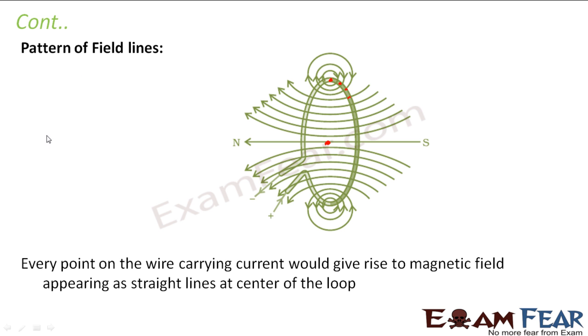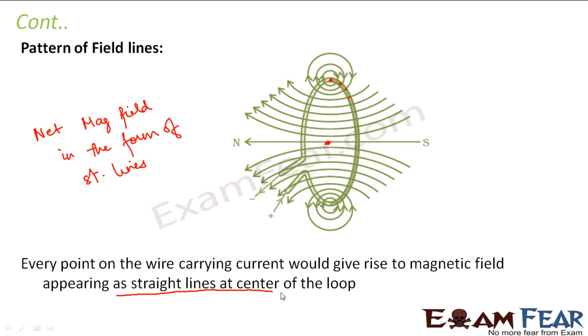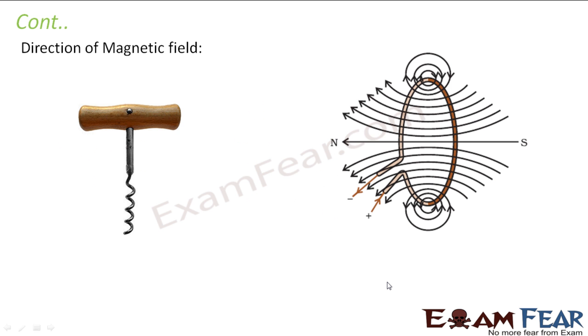Now the question is, net magnetic field in the form of straight lines. So here you can see this would give rise to magnetic field appearing as straight lines at the center of the loop. So that would be the pattern of the magnetic field. Now the question is, how would we determine the direction of magnetic field in this case?